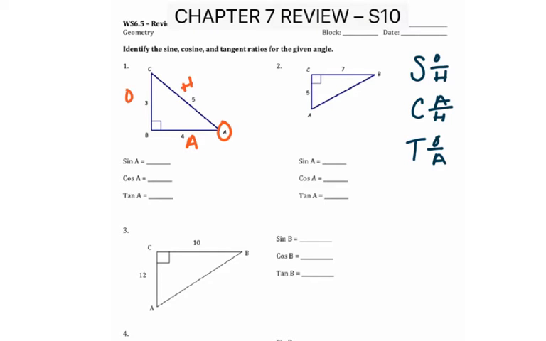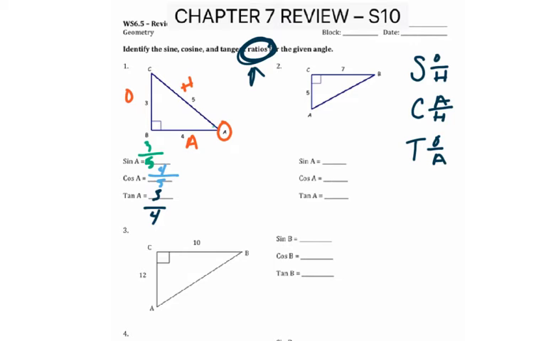So the sine of A, sine means we take the O number, there's the O number, it's a 3, over our H number, which is a 5. So the sine of A is 3 over 5. No calculator, we're just writing the ratio. A ratio is a fraction. We just leave it as a fraction. So cosine of A, cosine is adjacent, so the adjacent is 4 over hypotenuse, which is 5. Then finally we have tangent. Tangent is opposite over adjacent.